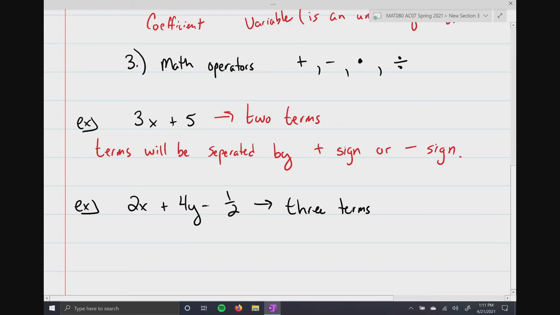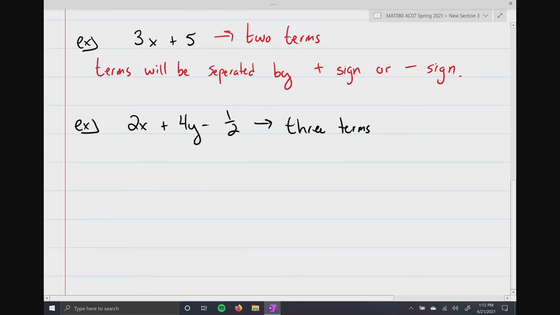Now, the next thing we're going to learn how to do is combine like terms. Does anybody know how to combine like terms? That's a good question. Any ideas?